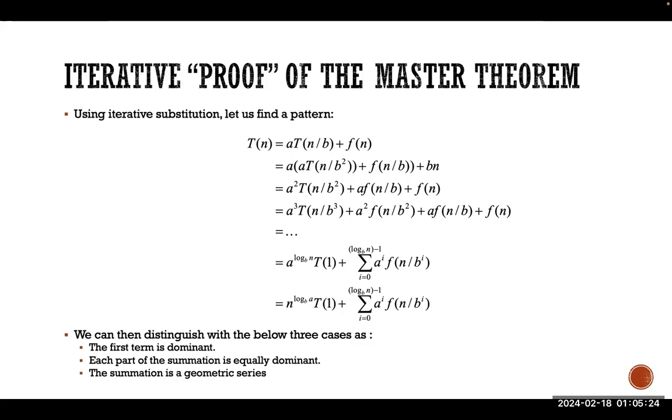So after doing multiple substitutions, I'll be getting a geometric series of n^(log_b a) times T(1) plus the sum of a^i times f(n/b^i), where i goes from 0 to log n to the base b minus 1. So the first term is dominant and the latter term is the geometric series.